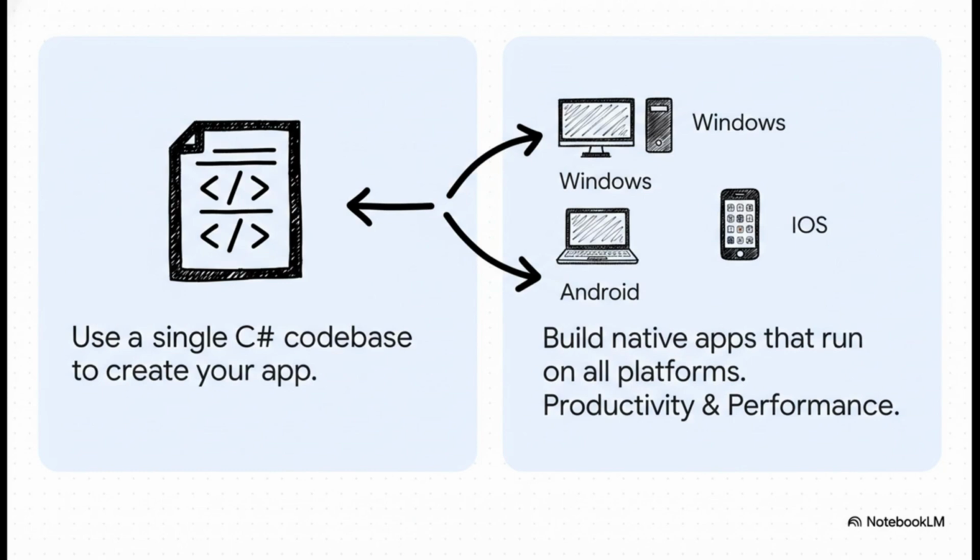Now, this is where things get really, really cool, especially for anyone doing mobile and desktop apps. Using a part of .NET called MAUI, which stands for Multi-Platform App UI, you can do exactly what you see here. You write your application once using one C# code base, and it becomes a truly native application that runs perfectly on Windows, Android, and iOS. Just think about the time you'd save. One project, one team, and you get native performance everywhere.